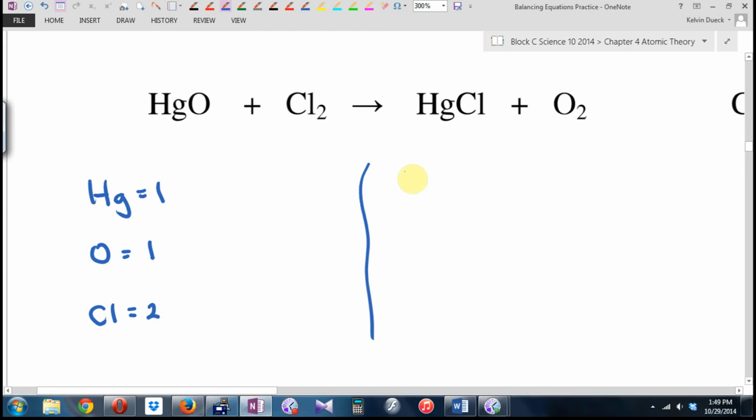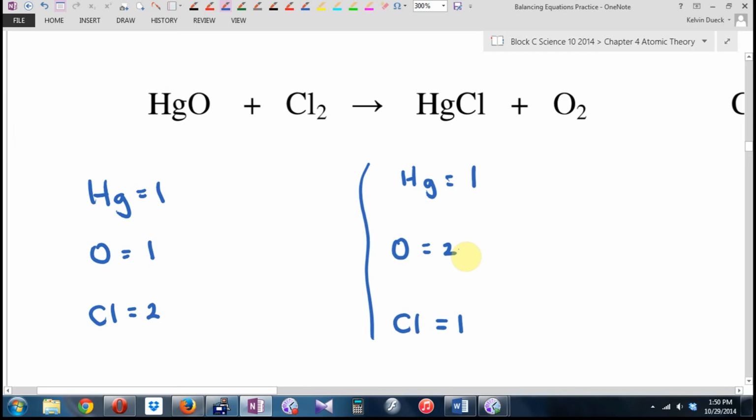Over on the right-hand side, how many Hg's are there? 1. Oh, this is easy. Look up. Because I wrote Cl on the bottom on the left, I'll put my Cl down here so I can move my eyes across easier, Rachel. How many Cl's are there? 1. How many O's are there on the right-hand side? 2. All right.